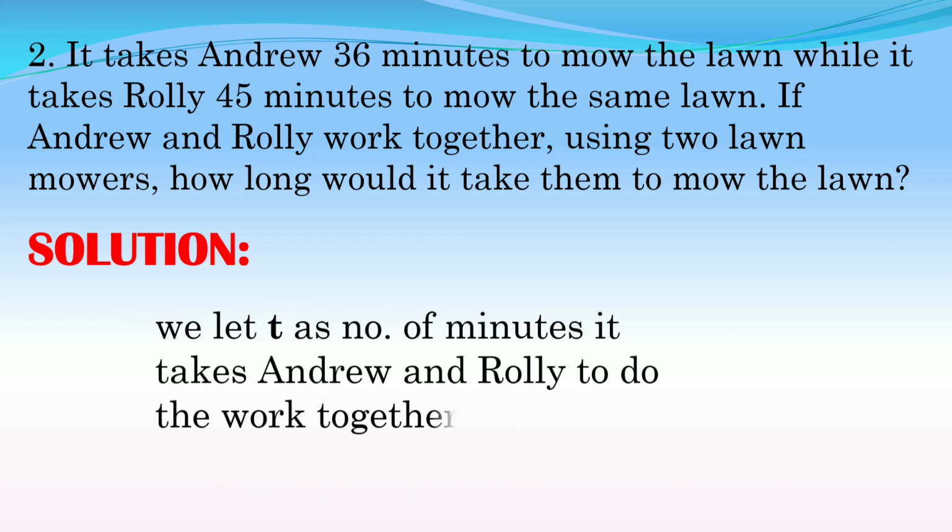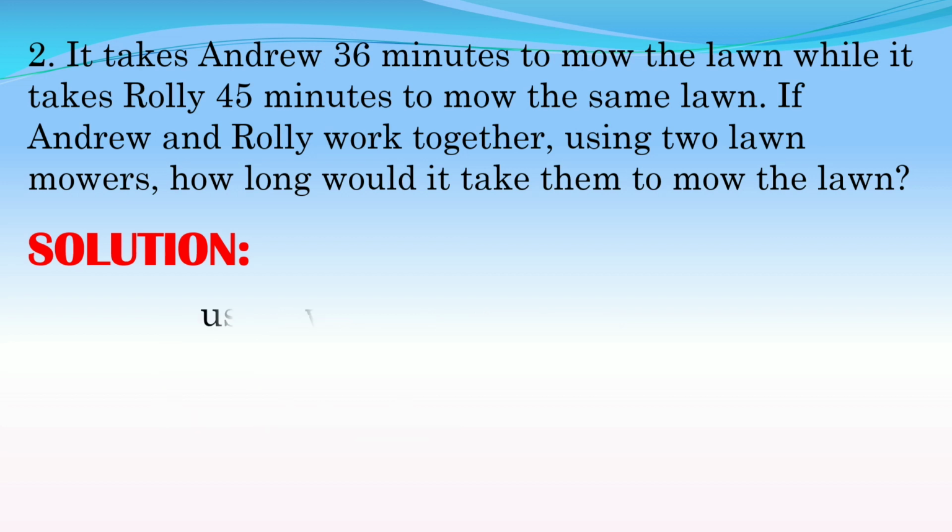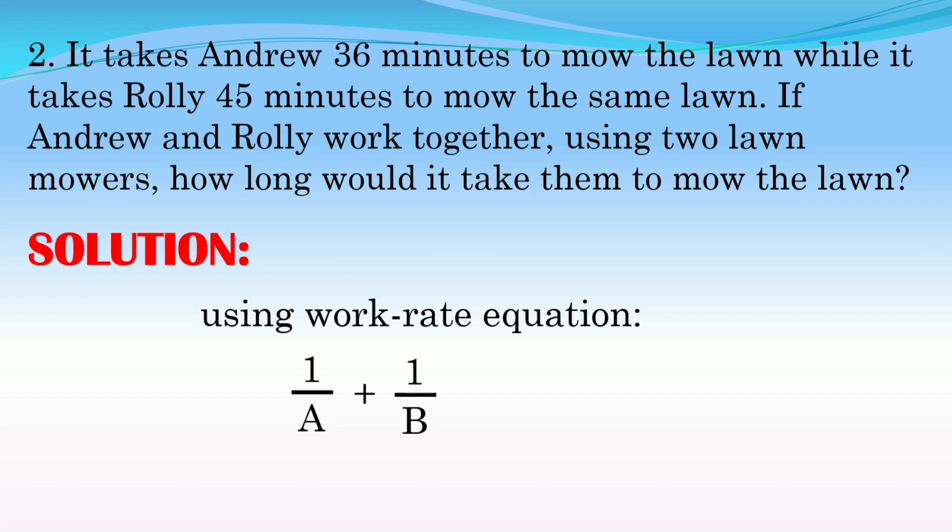We'll let T as the number of minutes it takes Andrew and Rolly to do the work together. So, we will use the work rate equation, which is 1 over A plus 1 over B is equals to 1 over T.